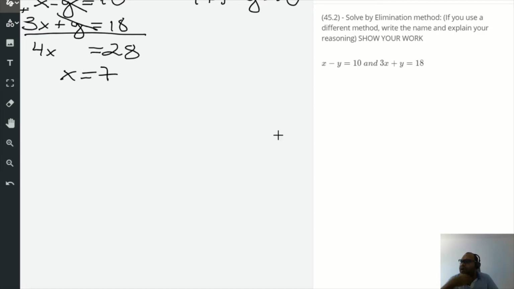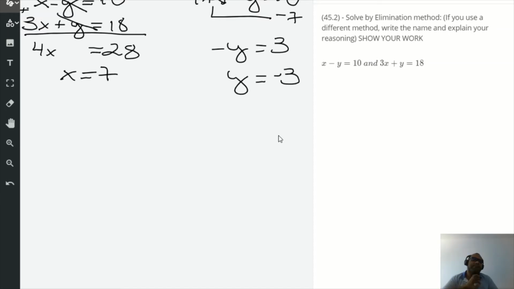Let's move this one here by the opposite. It is negative 7. Goodbye, 7. Negative y equals 10 minus 7, 3. But I want negative y. I want it opposite. I want it positive. Y equals, what is the opposite for 3? Negative 3. Done. And my ordered pair is 7 and negative 3.